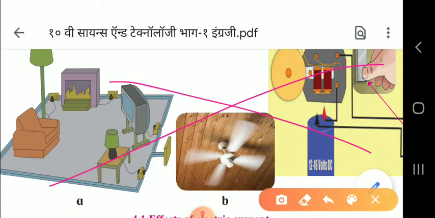So we will see here about the electric current which is flowing through a conducting wire, an electric current flowing through a resistor, electromagnetic induction, electric motor and generator. So let us see energy transfer in an electric circuit. For that we will see one activity or experiment.